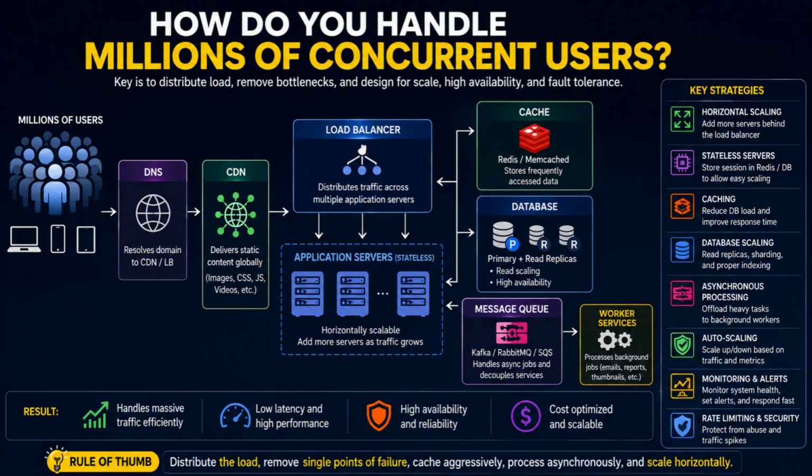Add Redis or Memcached to cache frequently accessed data and reduce database load. For database scaling, use read replicas, sharding, and proper indexing. Move heavy operations to a message queue, where background workers process them asynchronously. Finally, use auto-scaling, monitoring, rate limiting, and security controls to handle traffic spikes and failures. The rule of thumb: distribute the load, eliminate single points of failure, cache aggressively, process asynchronously, and scale horizontally.